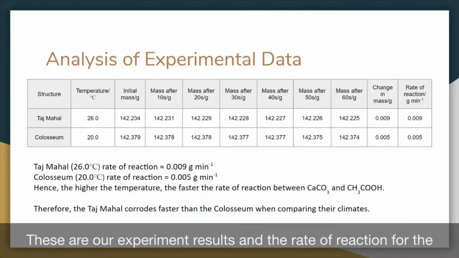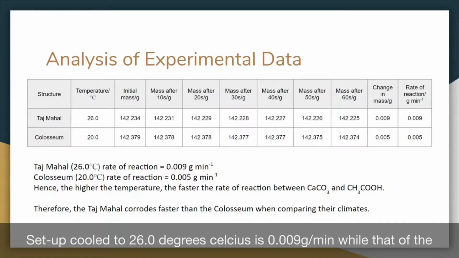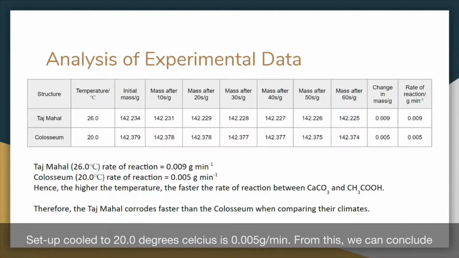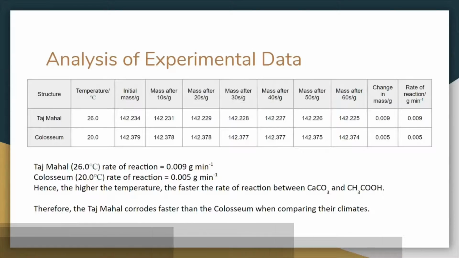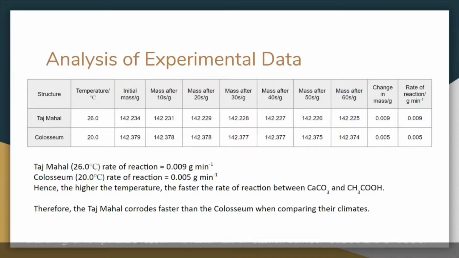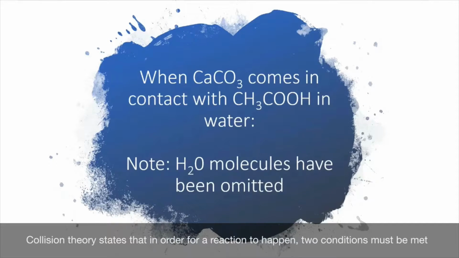These are our experiment results, and the rate of reaction for the setup cooled to 26.0 degrees Celsius is 0.009 gram per minute, while that of the setup cooled to 20.0 degrees Celsius is 0.005 gram per minute. From this, we can conclude that a higher temperature results in a faster rate of reaction between calcium carbonate and ethanoic acid. Collision theory states that in order for a reaction to happen, two conditions must be met.